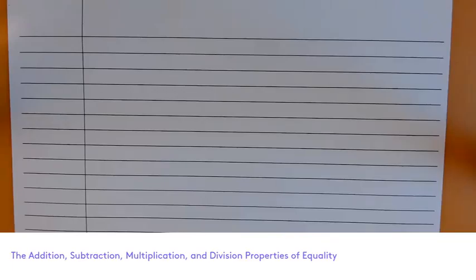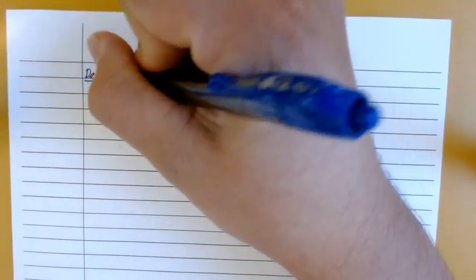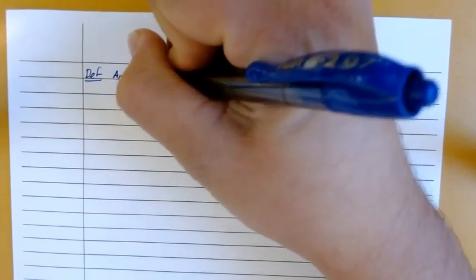Let's take a look now at the addition, subtraction, multiplication, and division properties of equality. We're going to begin with a couple of definitions. First, let's define an equation. An equation is what you get when you take two expressions and state that those two expressions are equal to each other. They may look different, but they have the same value.